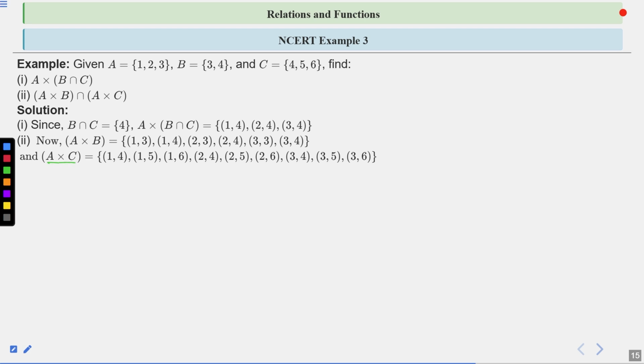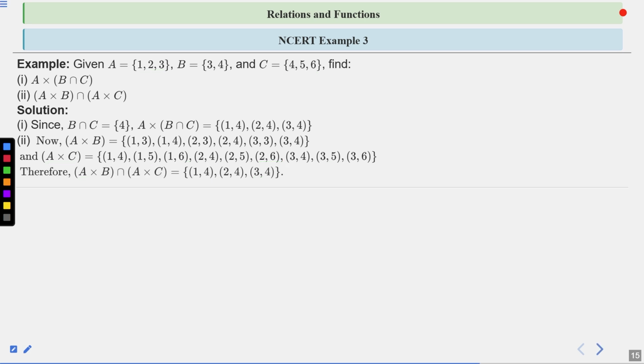Now the same goes for A cross C. How many elements will you have? Very simple. 3 elements in set A, 3 elements in set C, so 3 times 3, 9. So you will have 9 pairs in A cross C. The pairs are (1,4), (1,5), (1,6), (2,4), (2,5), (2,6), (3,4), (3,5), (3,6).